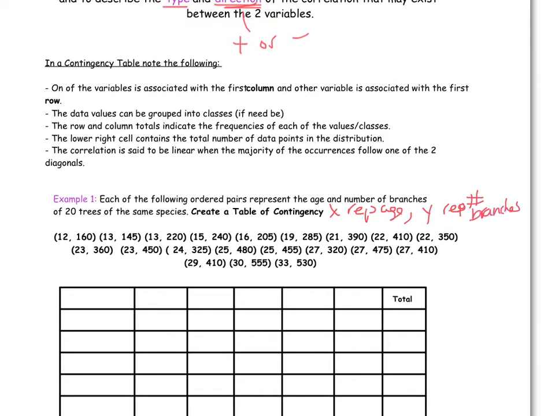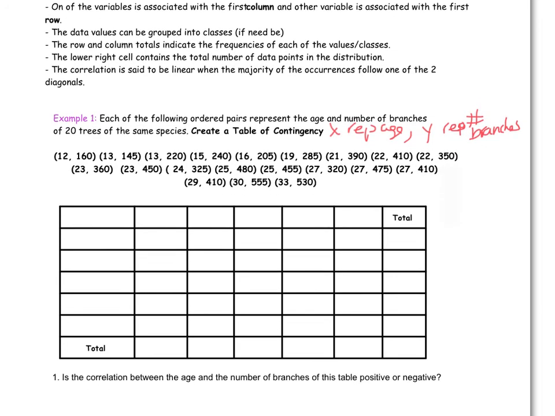And now we're going to organize all this data in our contingency table. If we go back to the points written up here, the first point is that one of the variables is associated with the first column, and one of the variables is associated with the first row. So we're going to identify which variable is identified with the first row and then with the first column. We do that by splitting this first cell. And so we're going to say that the first column is the number of branches, and the first row is the age.